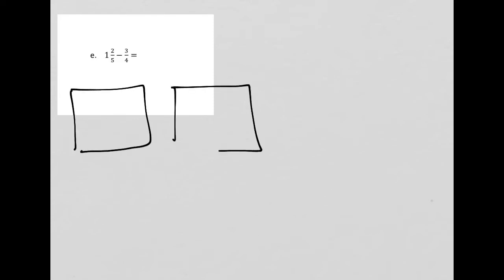Let's keep practicing. So now I have a mixed number. I have 1 2/5 minus 3/4. So let's draw that out just like we've been doing before. So first let's do my 1 2/5. I know it's 2 boxes because I have a full 1 and I have my 2/5.